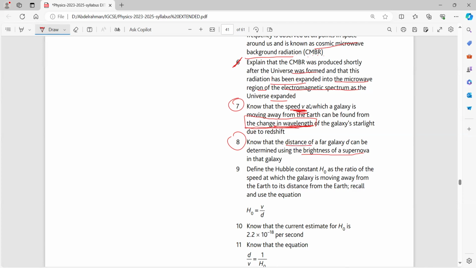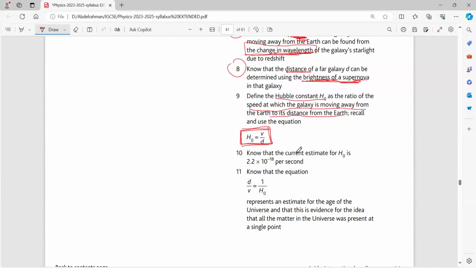The distance can be found using what? Using the brightness of a supernova in that galaxy. And then we can use both these values to determine the Hubble constant. What's the Hubble constant? It's the ratio of the speed at which the galaxy is moving away from the Earth to its distance from the Earth. H naught equals V over D.